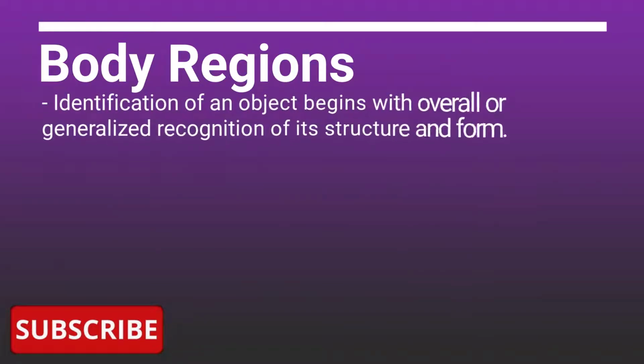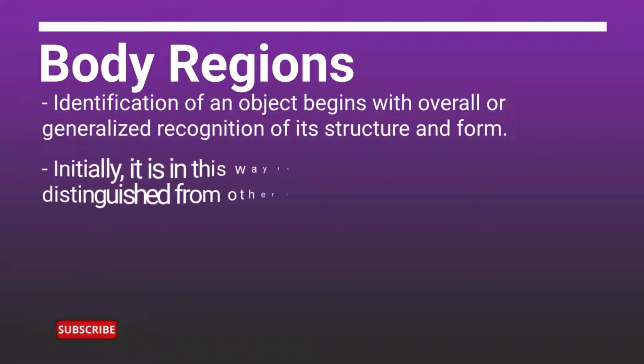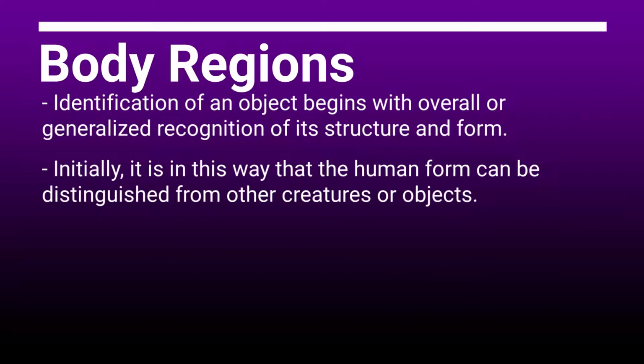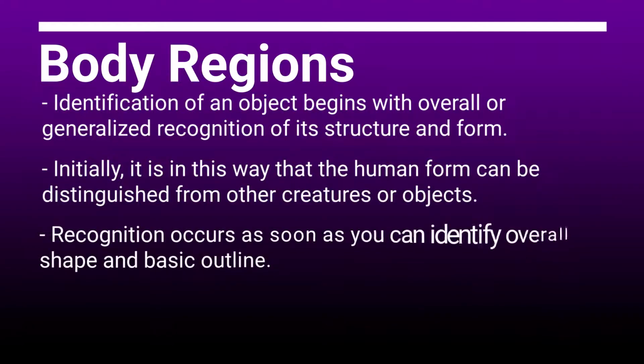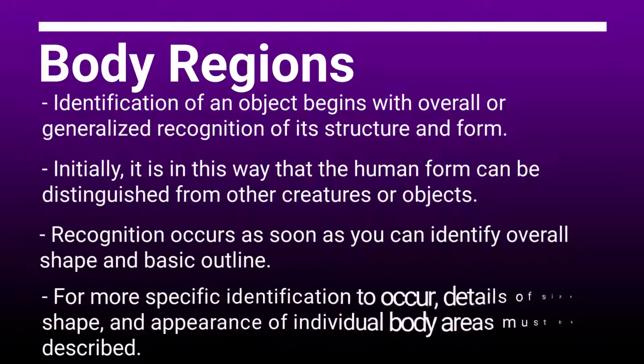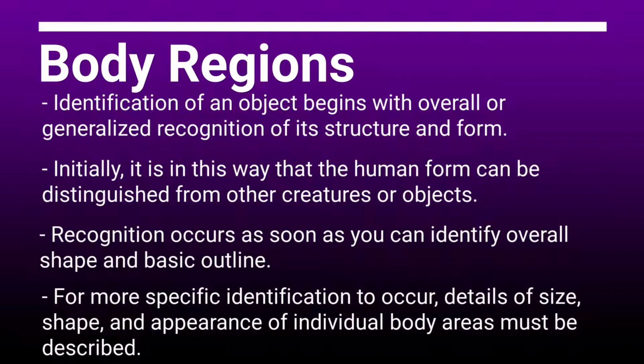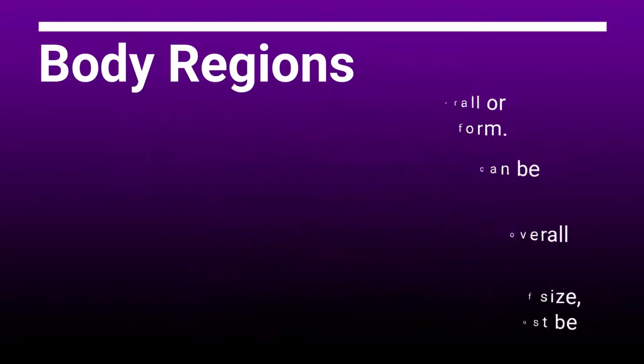Identification of an object begins with overall or generalized recognition of its structure and form. Initially, it is in this way that the human form can be distinguished from other creatures or objects. Recognition occurs as soon as you can identify overall shape and basic outline. For more specific identification to occur, details of size, shape, and appearance of individual body areas must be described.